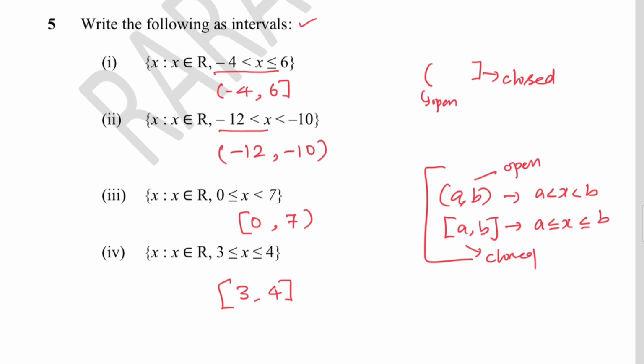So here, 3 less than or equal to x less than or equal to 4, so both the values are included. So you write a square bracket, a closed bracket. So, closed interval [3, 4].